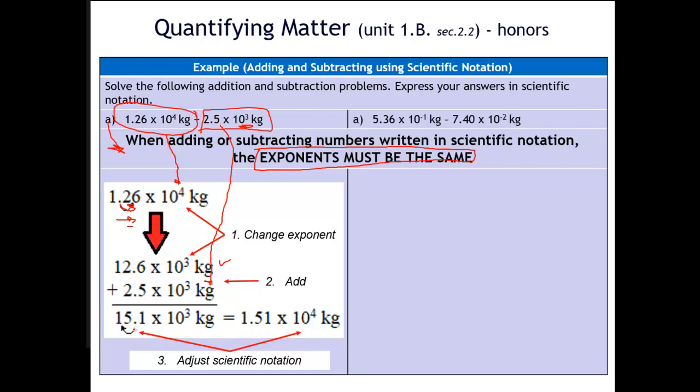So I'll move the decimal back here to the left. Remember, moving to the left is a positive number. So we get 1.51 times 10 to the fourth kilograms.